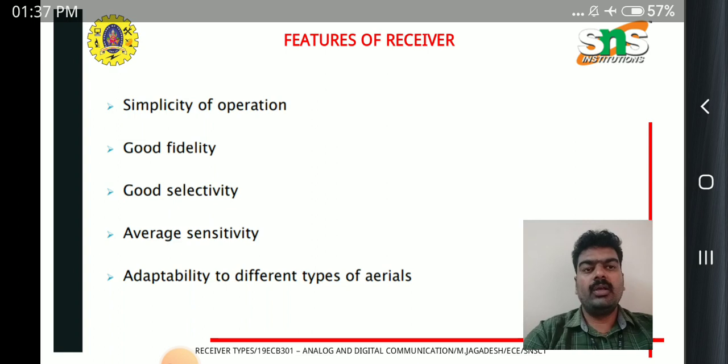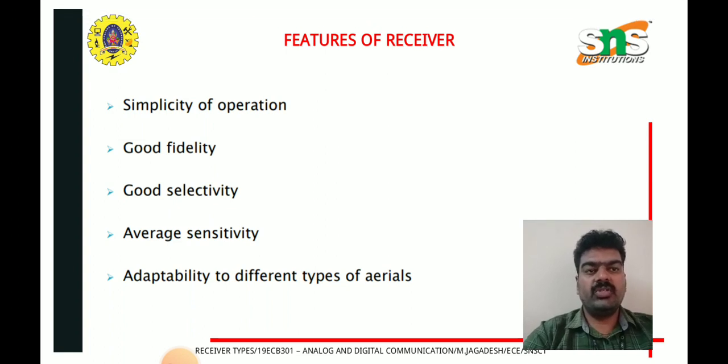And when it comes to the features of a receiver, the receiver has the following features: simplicity of operation, good fidelity, good selectivity and sensitivity, and adaptability to different types of aerials.